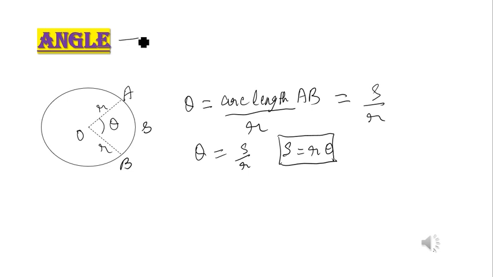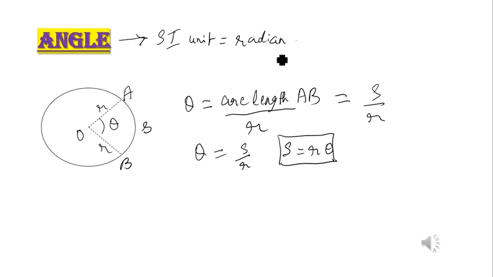Now coming back to the angle part, the SI unit of angle is what? It's not degree, though many of us think that since we measure every angle in degree, the SI unit of angle is degree, but actually it is not so. The SI unit of angle is radian. Okay, the SI unit of angle is radian.